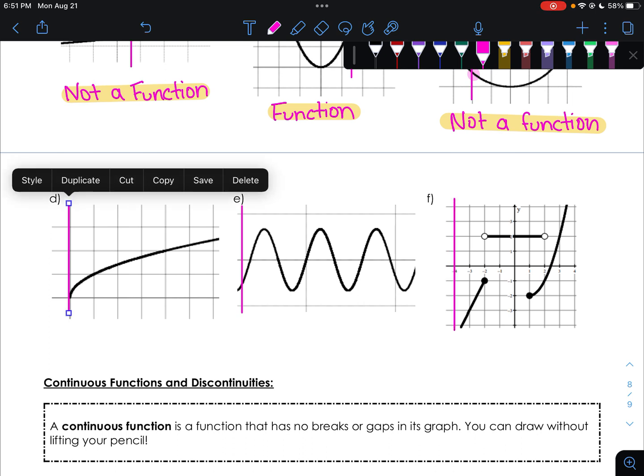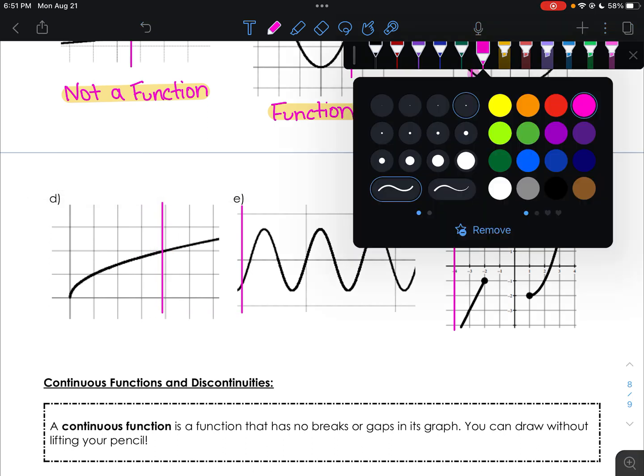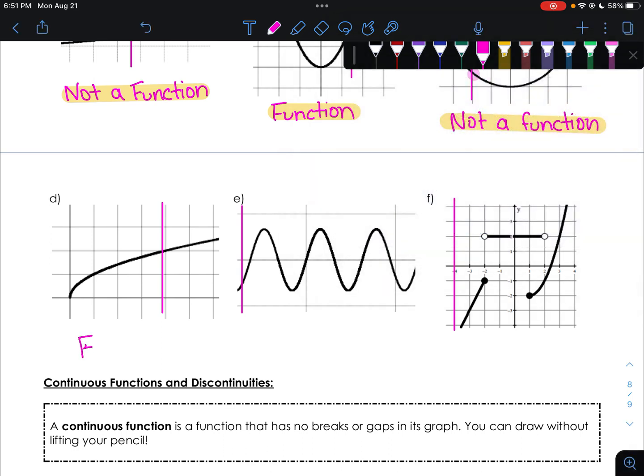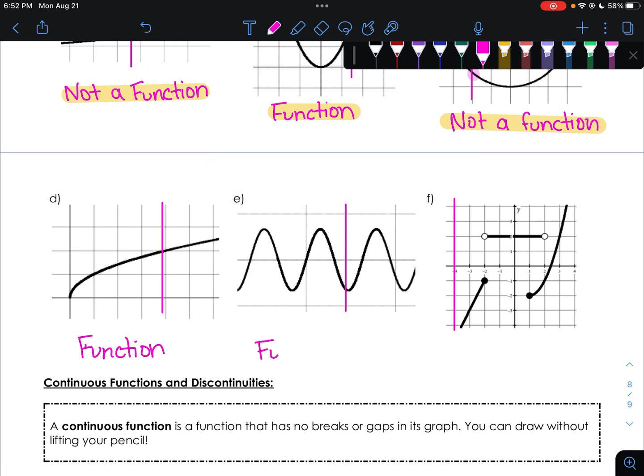So if I drag the vertical line on graph D, notice that it's never hitting anywhere on the graph more than once. So this is a function. Okay. When I drag the vertical line on E, notice that it's never hitting the graph at more than one spot. So E is also a function.